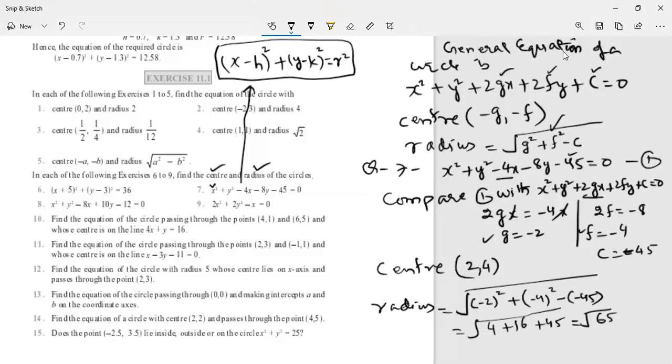So this is another way of finding the radius and center, and also of finding the equation by comparing and solving. There are many questions, and every question can be done by using this general equation of a circle.